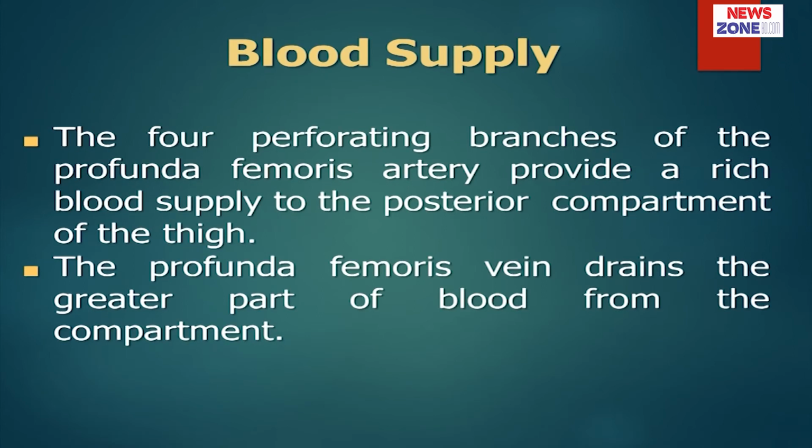Now what about the blood supply of these muscles? You know that the posterior compartment bears the largest branch of the femoral artery, that is the profunda femoris artery. So the profunda femoris artery will be the main source of arterial supply of the posterior compartment muscles. Four perforating branches of the profunda femoris artery provide a rich blood supply to the posterior compartment of the thigh. The profunda femoris vein drains the greater part of the blood from this compartment.